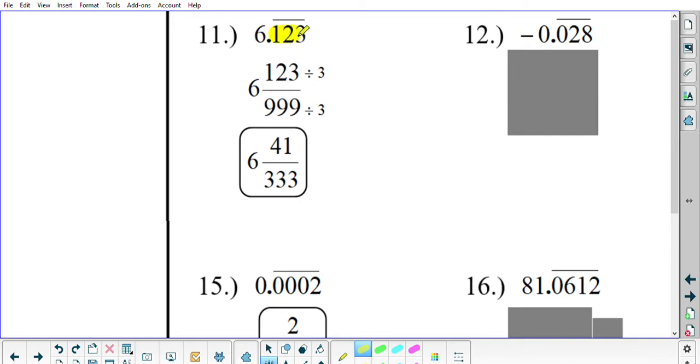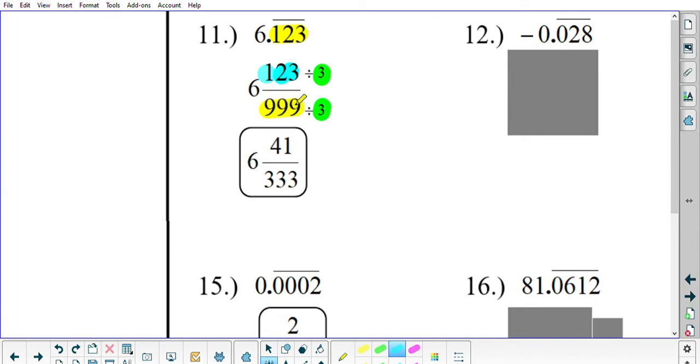So, you can see more examples that I've typed up for you. Number 11, we have 3 digits repeating, so it goes over 999, 3 nines. Now, some of these will reduce. Both 123 and 999 are divisible by 3. Now, how did I know that? Let me teach you a trick that you might have heard before. If you add the digits of the numbers together, like 123, 1 plus 2 plus 3 is 6, right? If the sum of the digits gives you something that's divisible by 3, then the original number is divisible by 3. I'll say that again. If the sum of the digits gives you an answer that's divisible by 3, then the original number is divisible by 3.